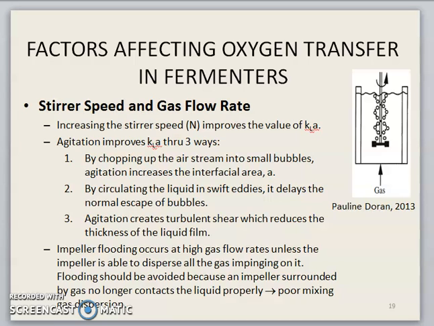speed, it will improve the KLA through three ways. The first one is by chopping up the air stream into small bubbles, so the agitation increases the interfacial area in the fermenter. Second one is by circulating the liquid in swift eddies, which delays the normal escape of the bubbles. And the final one is agitation will create turbulent shear, which reduces the thickness of the liquid film.